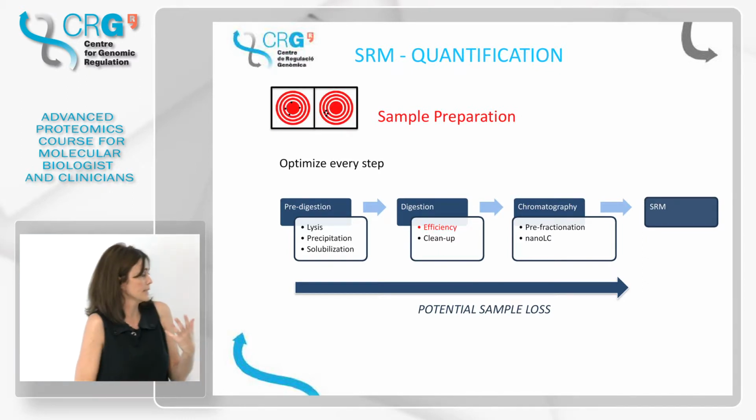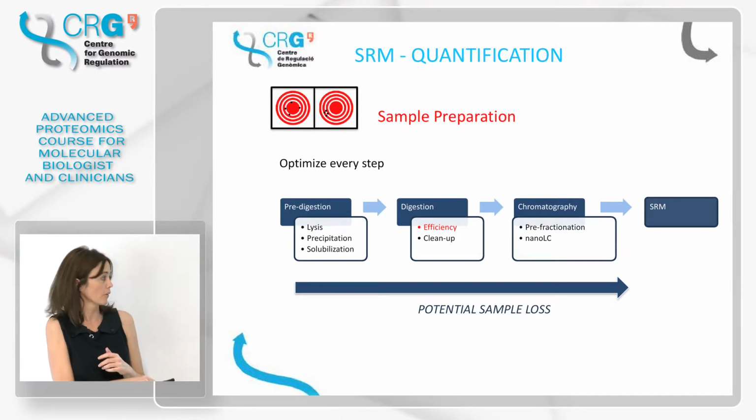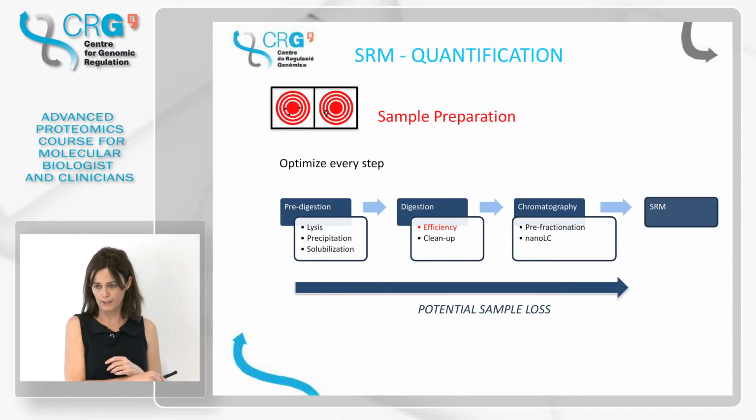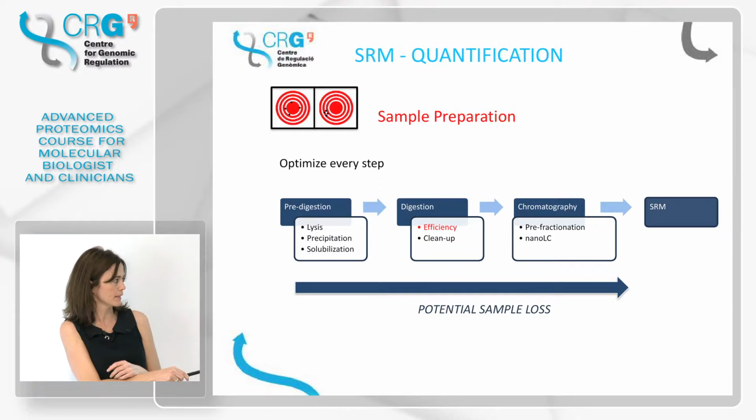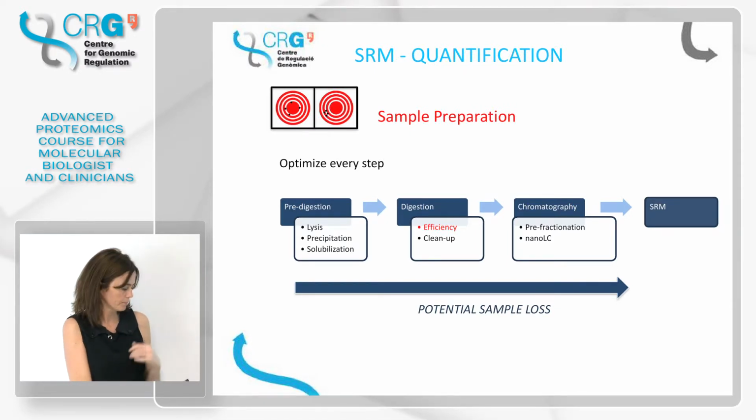And remember that in general, we put our heavy standard here. We're going to say that the amount we see, based on this heavy standard, we're going to relate with the protein that we had at the beginning. But the heavy standard, we haven't lost anything. And our endogenous protein, many things can happen to it. So we need to think, you know, in each step.